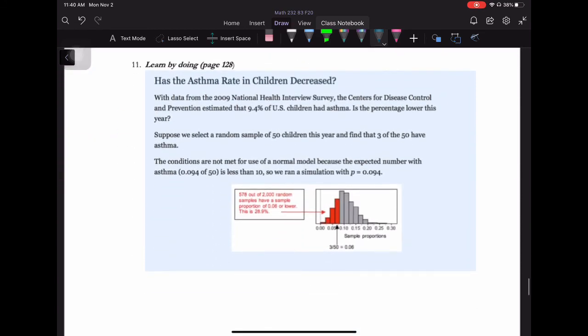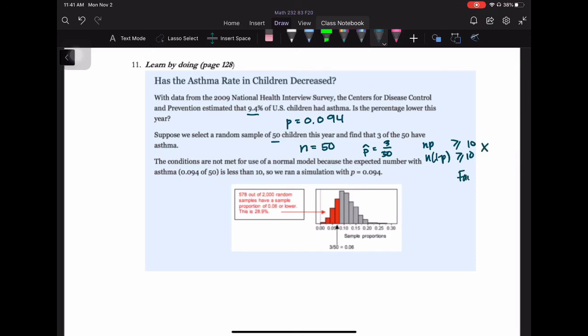Okay, lastly, the data that we have here estimated 9.45% of US children have asthma, and they want to know if the percentage has lowered. We have a random sample of 50. So this is p equals 0.094, random sample of 50, and then our proportion is 3 out of 50. Well, the conditions aren't met because our np and n(1 minus p) are not greater than or equal to 10.